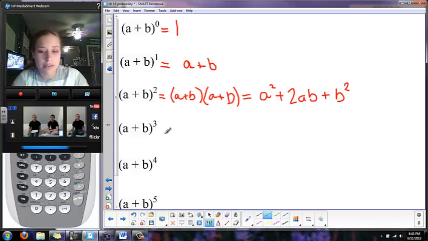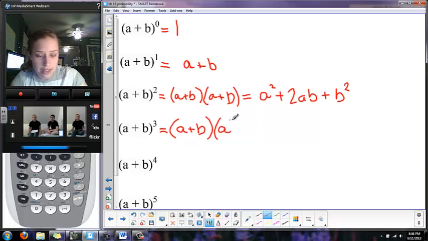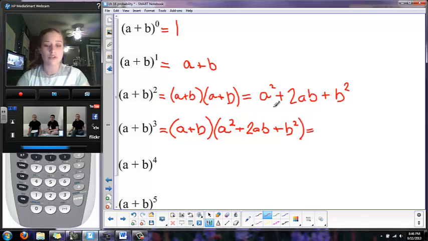Let's see what would happen if we did it out 3 times. That's a plus b times what we just did, which is a plus b squared. So instead of foiling it out 3 times, we can take that previous result and multiply, double distributing. How would I do this? If you're used to working with a Punnett square, maybe you could make a 2 by 3 box and do it like that.